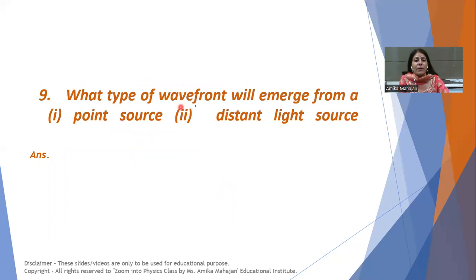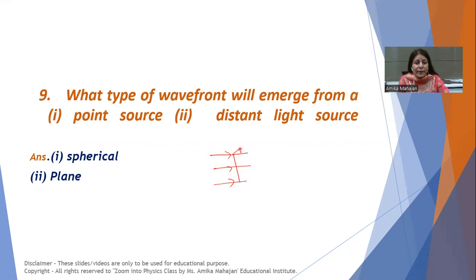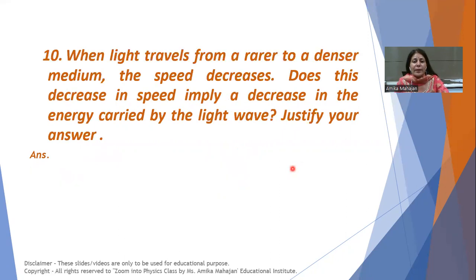What type of wavefront will emerge from a point source? Point source has light rays in all directions. If we draw wavefront, it will be spherical in nature in case of point source. And distant light source, it will be plane. Distant light source means rays are coming in parallel form from infinity. So the wavefront will be planar in nature. So wavefront will emerge from distant light source as plane wavefront.